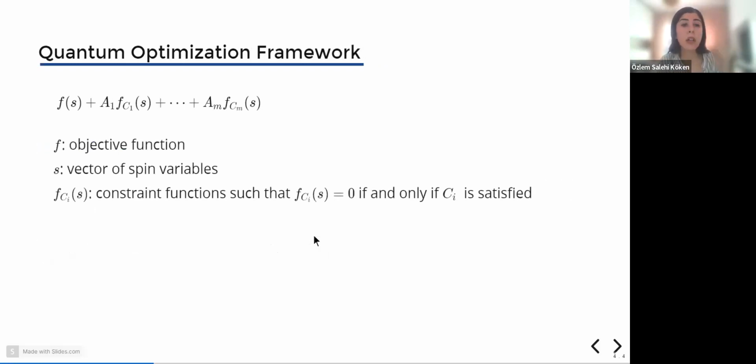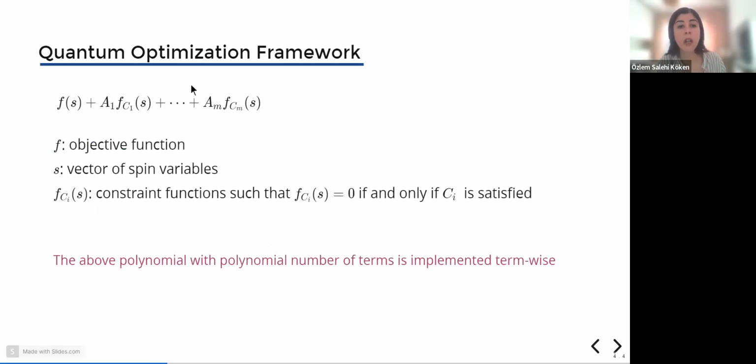In general, the quantum optimization framework can be seen like this. You have an objective function, and you have some constraint functions, which evaluate to 0 if and only if the corresponding constraint is satisfied. This should have a polynomial number of terms, because if it has exponentially many terms, then the resulting circuit will also have exponentially many gates, so it will not be efficient to implement.